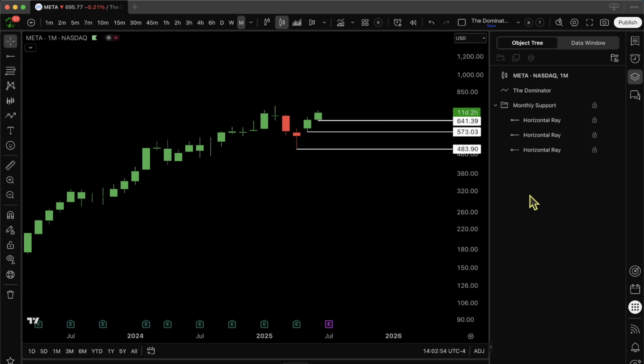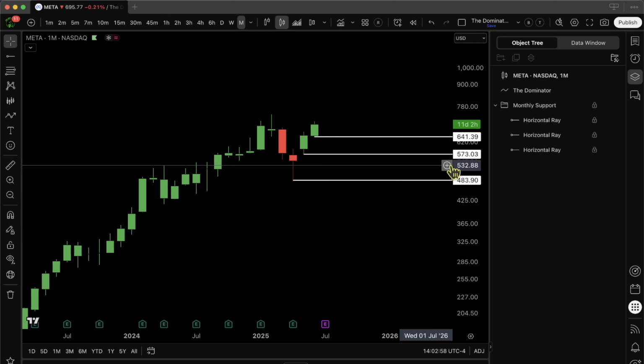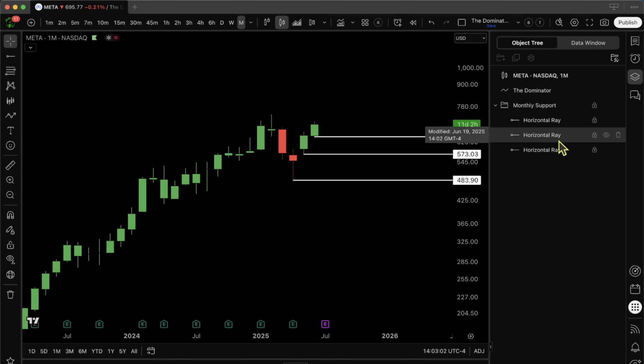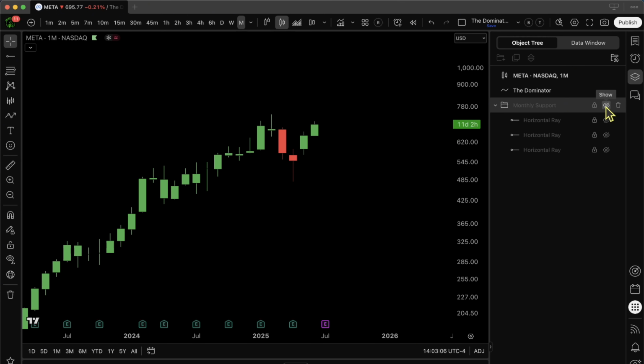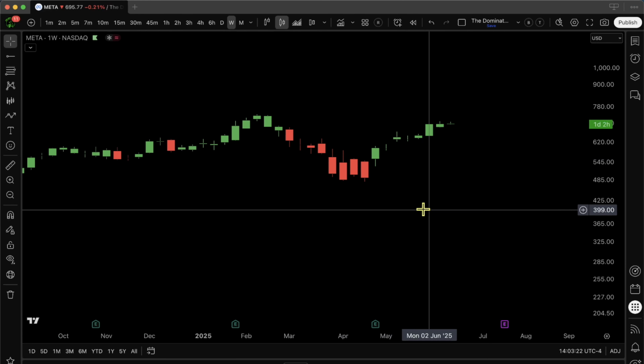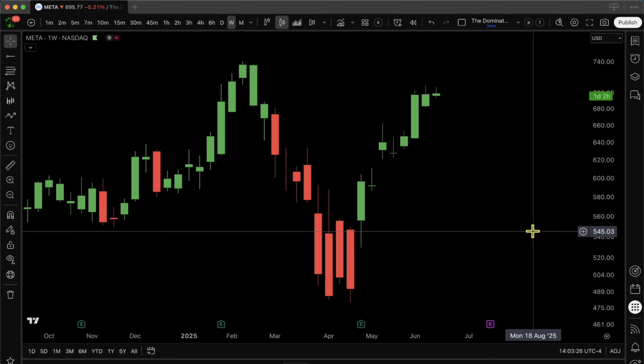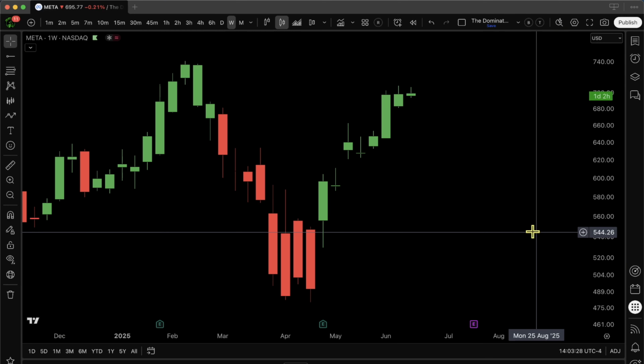This is just my suggestion. If you want to save time and not continuously draw the same support lines, come over here and you can hide those monthlies. And of course, remember, white is my color for the month. Now, here is the one that I really love, guys, and that's the weekly. On the weekly, it's very, very crucial that you have these support lines.